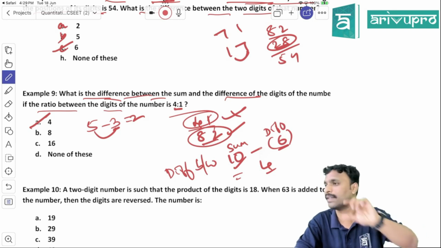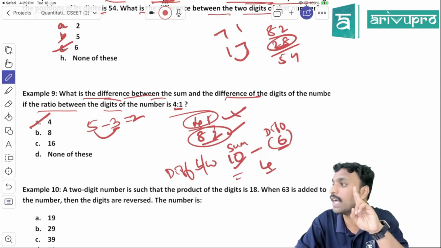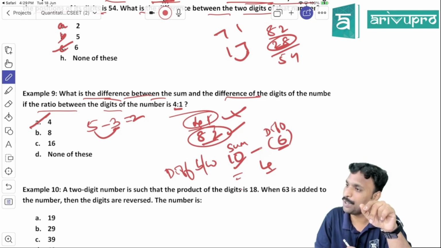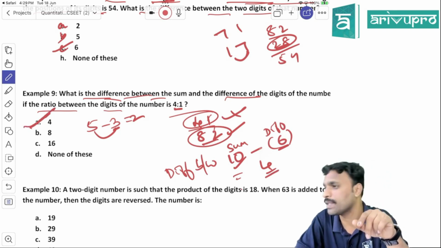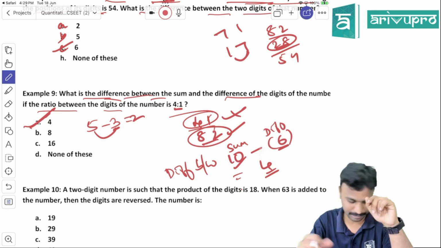With 41, the difference so obtained is equal to 2, but with 82 the difference is 4. 4 is there in the option. That's the right answer.